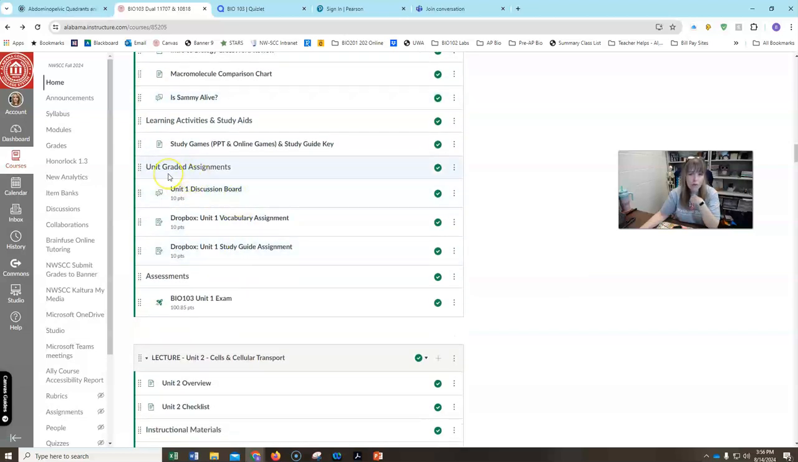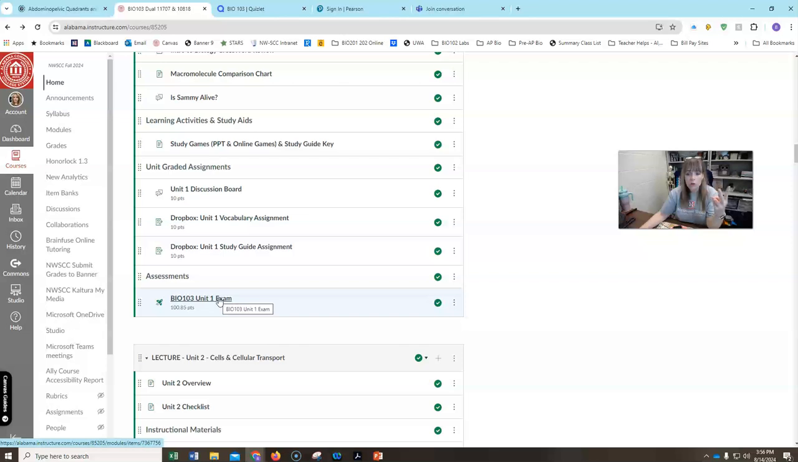And then we have the graded assignments. These are the things that you actually will get a grade on for this unit. So your discussion board, your vocabulary assignment, you'll handwrite those on those worksheets. You'll take a picture and upload them into this Dropbox. And the same thing with your study guide assignment. You'll write them out by hand, take a picture, upload them into the Dropbox. And then at the end of the unit, there will be an exam.